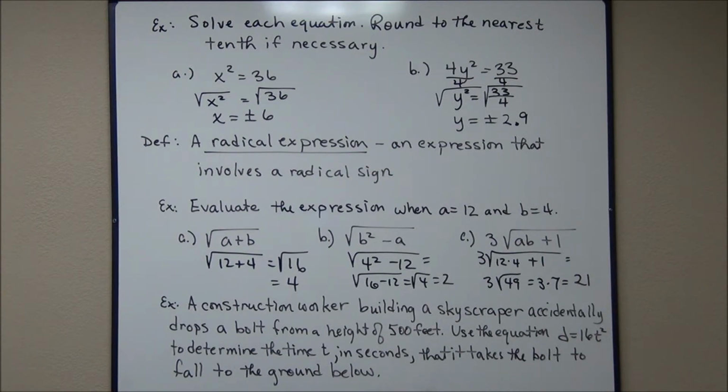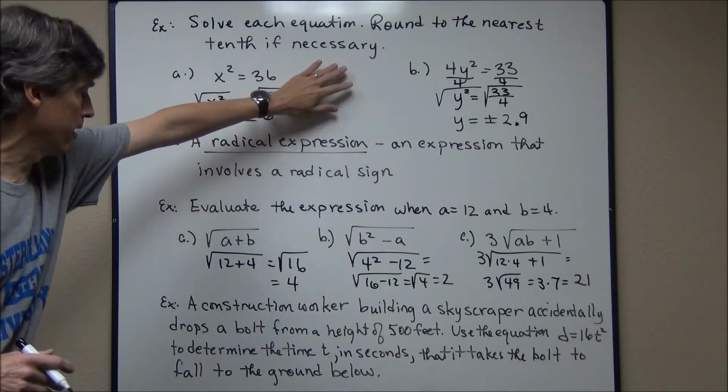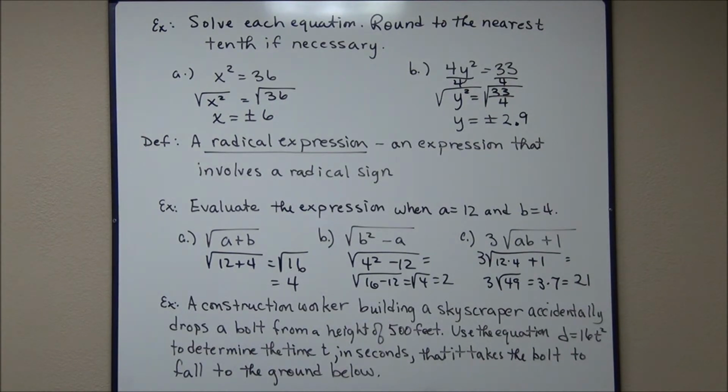The last example, I didn't leave much space, but I think I can do the work right up here. It says a construction worker building a skyscraper accidentally drops a bolt from a height of 500 feet. Using the equation d equals 16t squared to determine the time t in seconds that it takes the bolt to fall to the ground below.